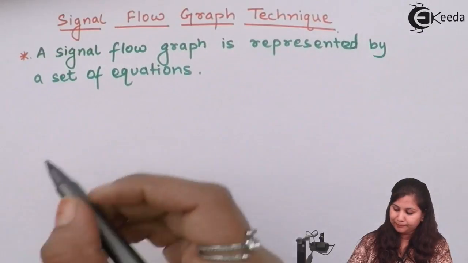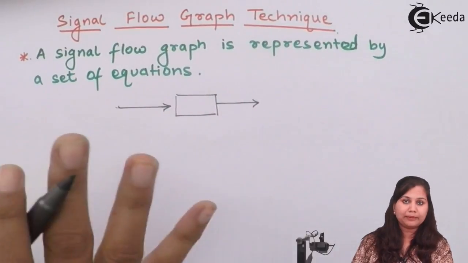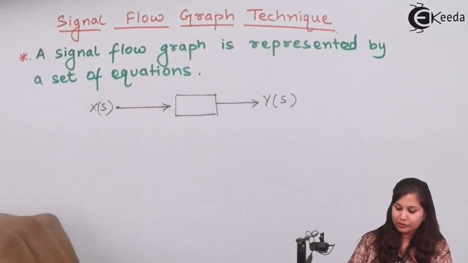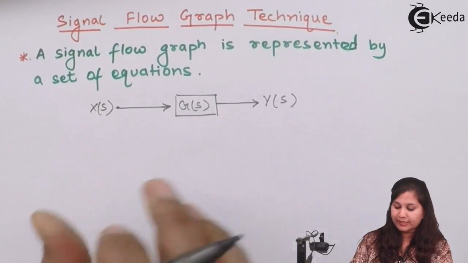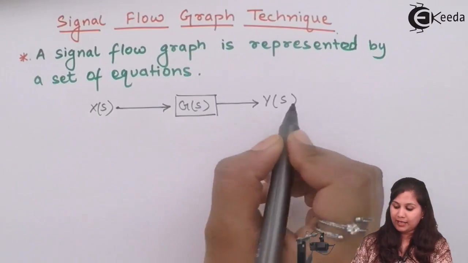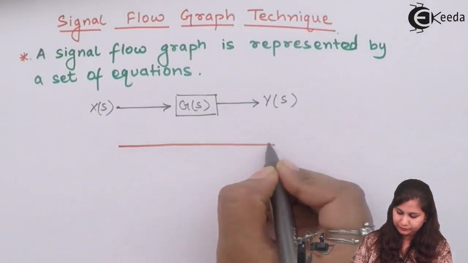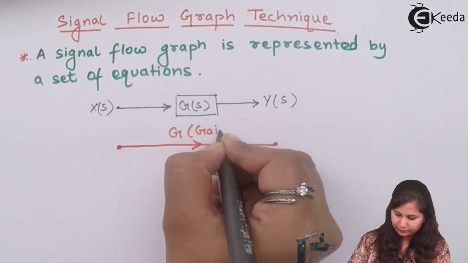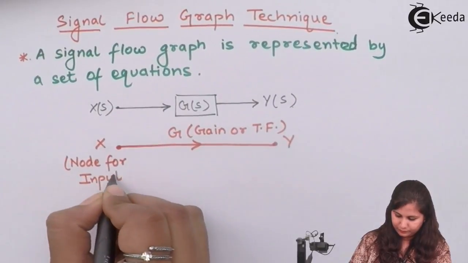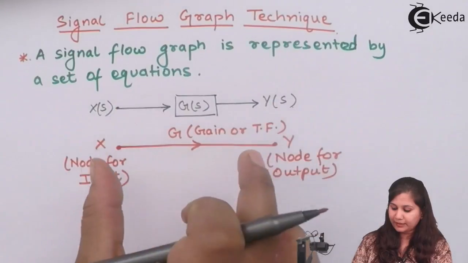If we take an example, we have a simple block diagram in which the input is X(s), the output is Y(s), and the transfer function is G(s). This is a very basic block diagram of a system. Now if we represent this system by the signal flow graph, then we have this. So this is the signal flow graph representation of this system.